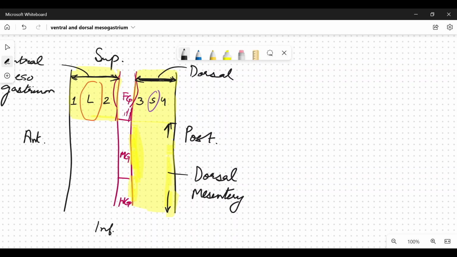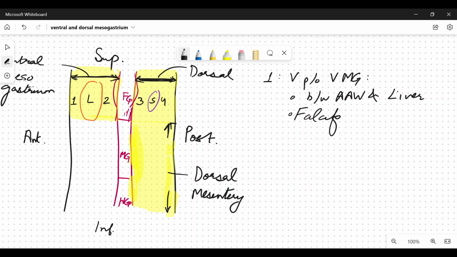So number 1 part, that is the ventral part of the ventral mesogastrium. Now that stretches between what? It stretches between the anterior abdominal wall and the liver. You have all been shown the structure. This is a sickle shaped fold of peritoneum connecting the anterior abdominal wall with the anterior surface of the liver. That is the falciform ligament. So the ventral part of the ventral mesogastrium will form the falciform ligament.